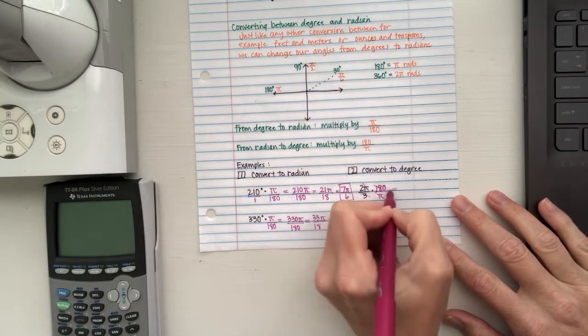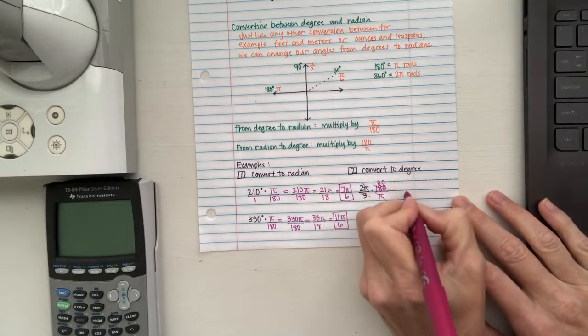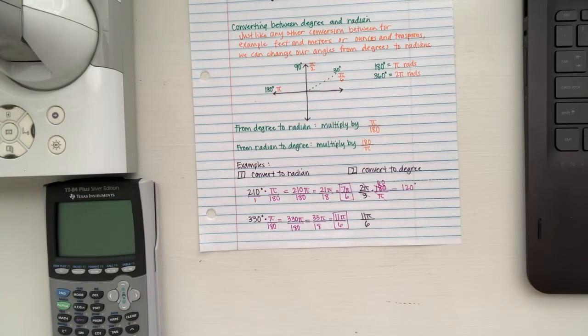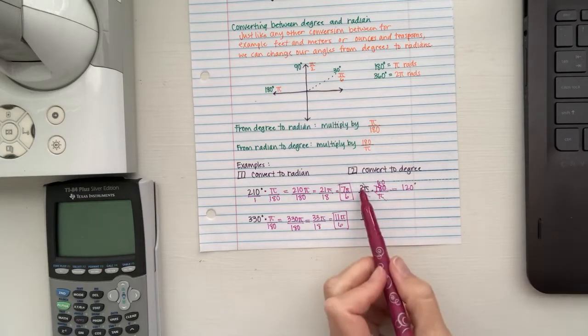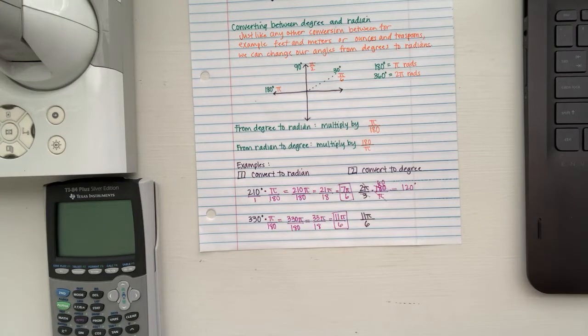3 goes into 180 60 times, right? So 2 times 60 is 120 degrees. If you're confused with what I did there, you can simply go ahead and multiply straight across the top, straight across the bottom, and then reduce whatever you see. Don't be afraid, you can use your calculators, but just don't give me a decimal answer. That's not gonna help you.